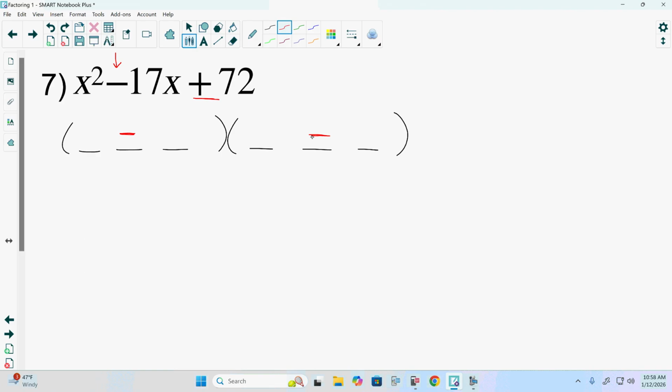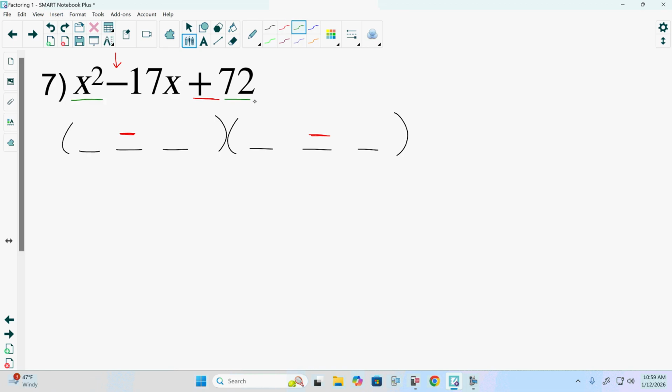Now, the reason we know the signs are the same is because the only way I can multiply these two numbers together and get a plus is if they're both negative or both positive. And we combine, we add the middle terms together. So if the middle term is negative, the signs have to both be negative.